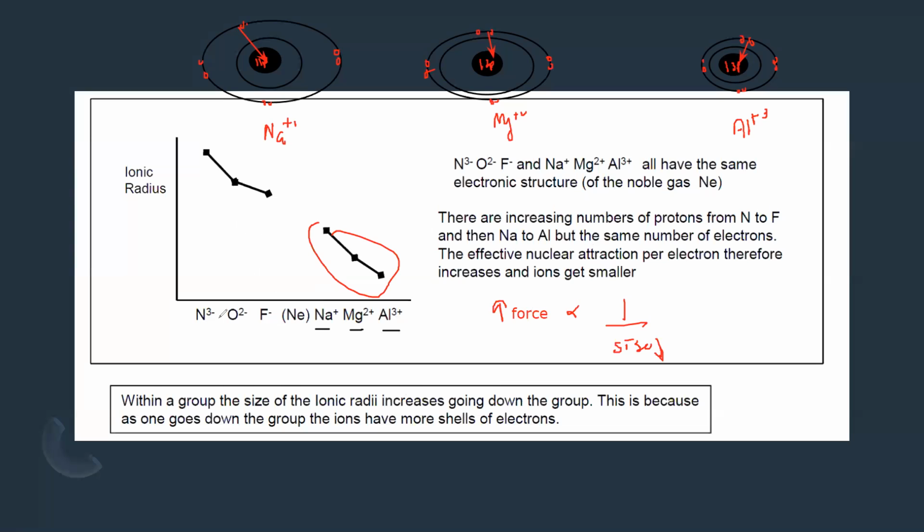Friends, in the ions for isoelectronics, isoelectronic means when we have the same number of electrons in the ions, we call them isoelectronic. So nitrogen, oxygen, fluorine, sodium, magnesium, aluminum, these ions all have the same number of electrons, but still their sizes are different. Why are the sizes different? Because they have different nuclear charge.